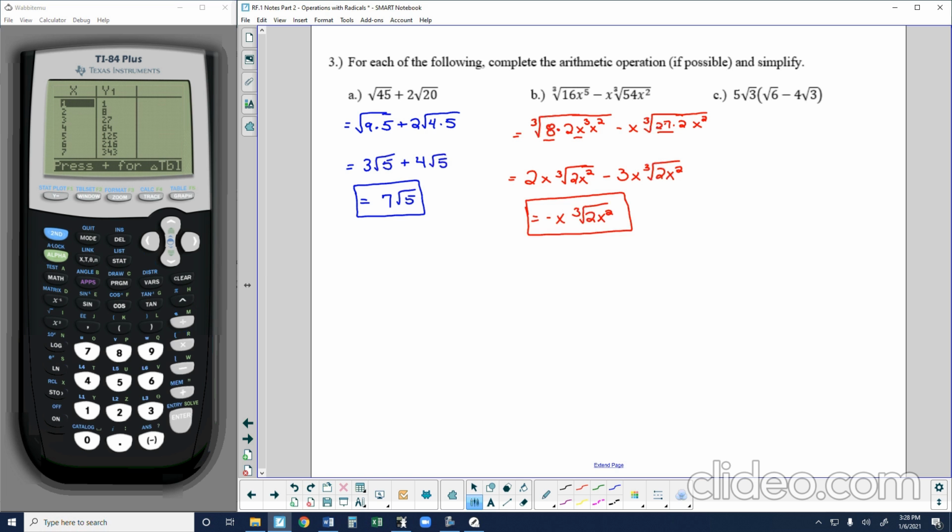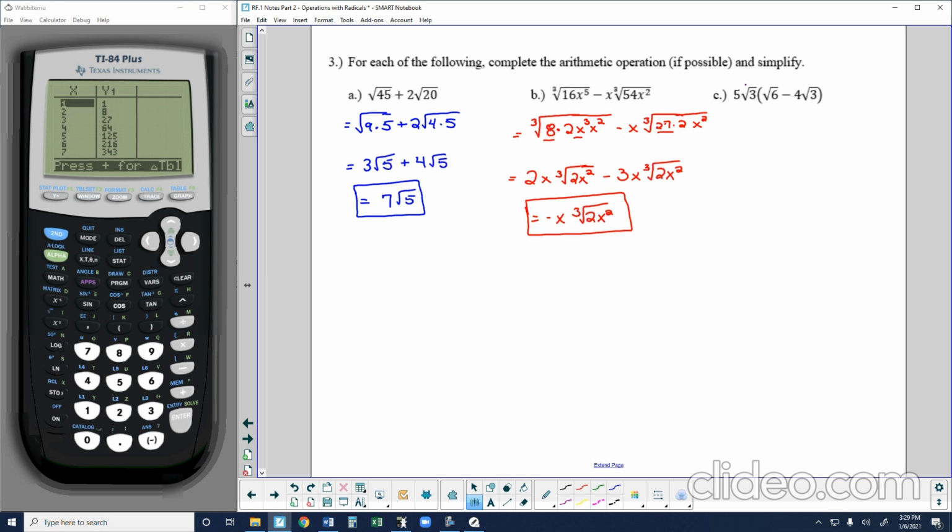Finally, on this problem in C, here we have some multiplication in combination with what we're doing. If you think order of operations to simplify, PEMDAS: parentheses, exponents, multiplication and division, then addition and subtraction, we might see that there are parentheses, so we want to simplify inside the parentheses first. But if we think about subtraction here, we cannot. We have the square root of 6 and the square root of 3, so the radicands are different. So let's take a look at the multiplication of this.